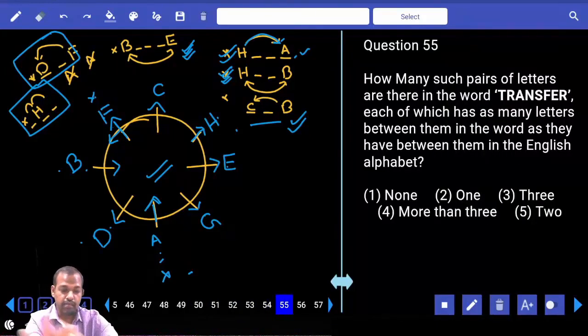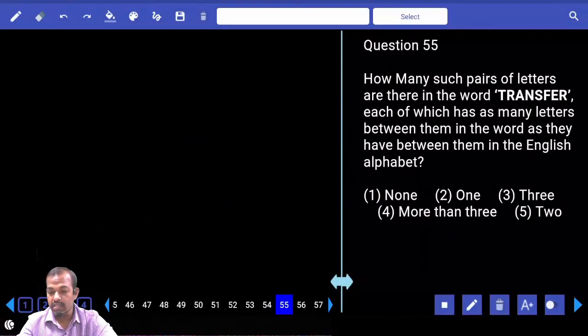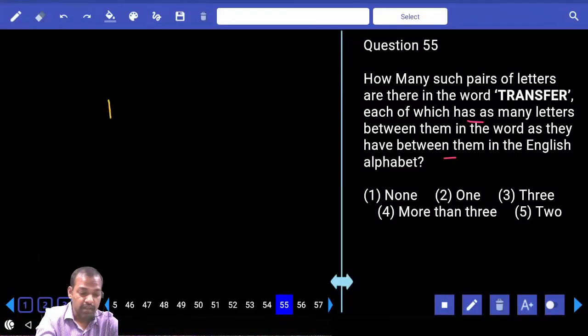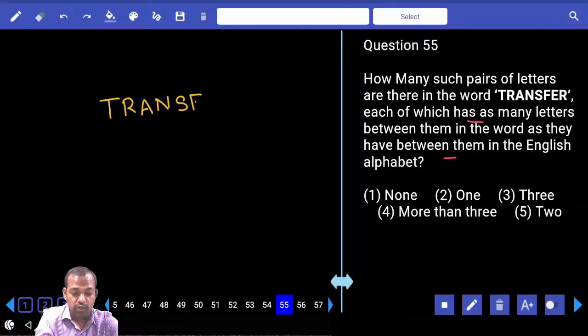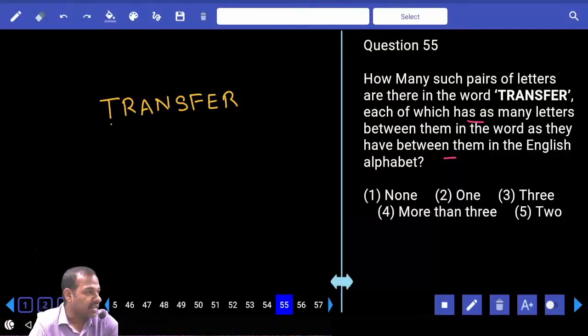So, 55. How many such pairs of letters are there in the word TRANSFER which have as many letters between them in the word as they have between them in the English alphabet, isn't it? What is the word he has given here? Transfer. We can do this question in two methods, isn't it? One is based on the place values and the second one is based on the alphabets. We can go for the second method, the easiest and the fastest method. And do you know the place values of these letters?